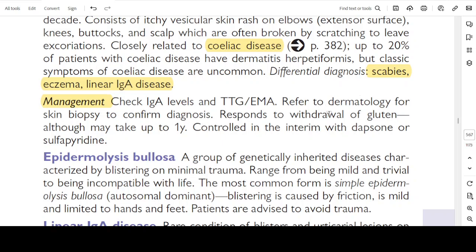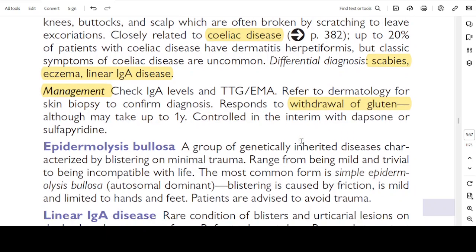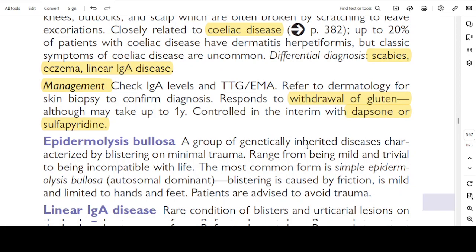Respond well to withdrawal of gluten or a gluten-free diet, although this may take up to 1 year. Control in the interim with dapsone or sulfapyridine. Dapsone is for intermittent control of dermatitis herpetiformis.